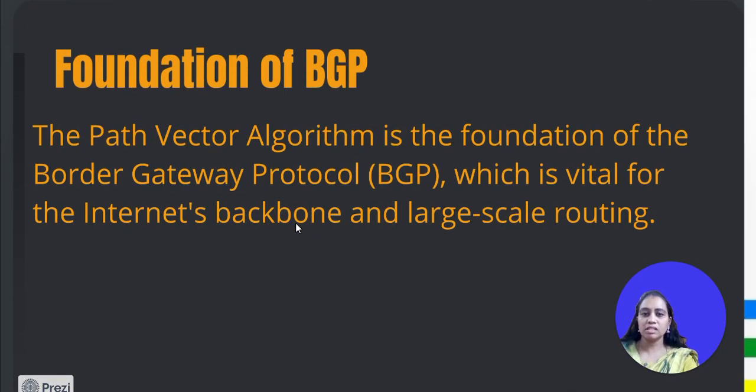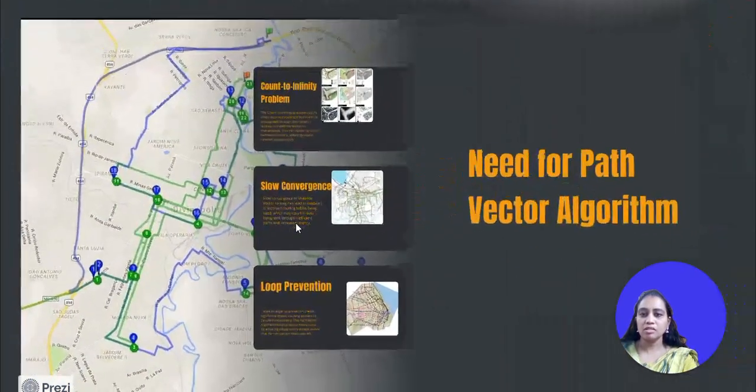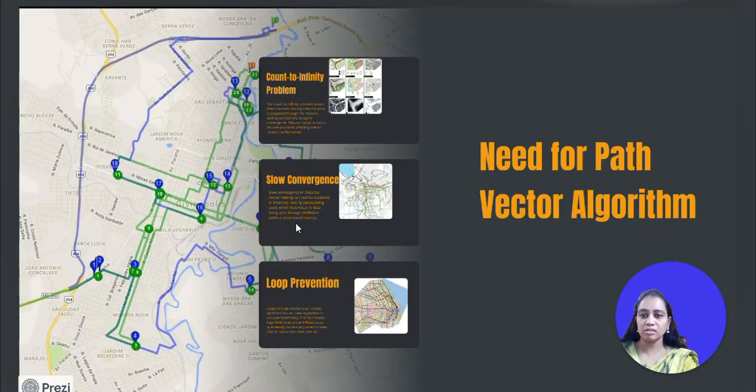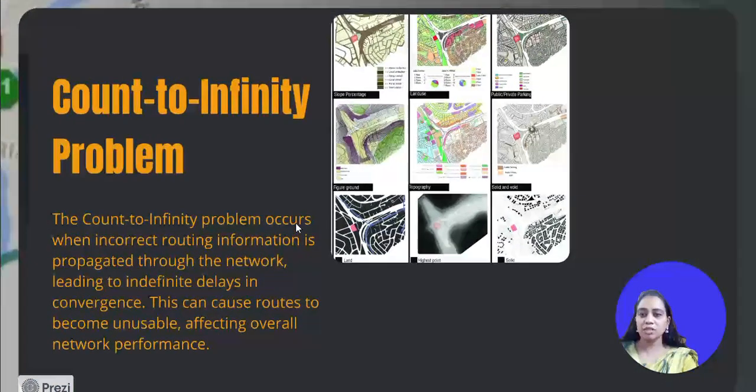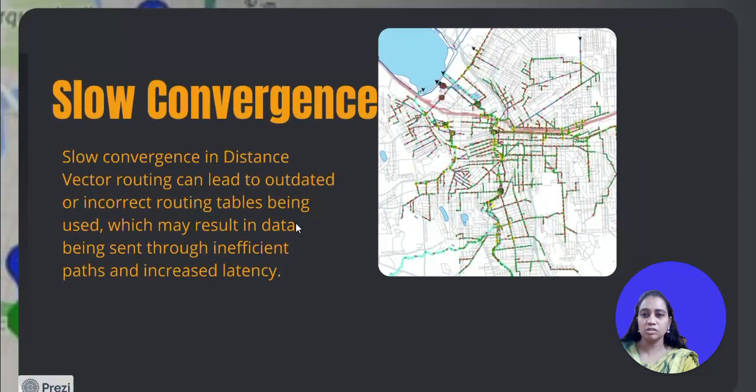So the foundation is a gateway, which acts as a vital backbone for the internet in large scale routing information. Let us understand the need for the path vector algorithm. The first thing you want to know is the count to infinity problem. This problem occurs when incorrect routing information or an incorrect path is given, we are not able to find out, and there will be delays in the network, so data cannot transfer. This overall affects the network performance, right? That is why we use the path vector algorithm, which uses BGP.